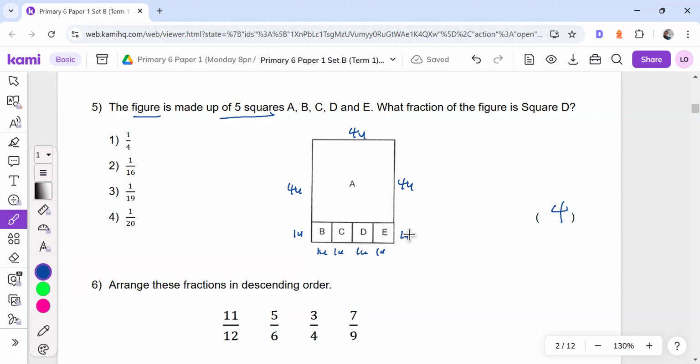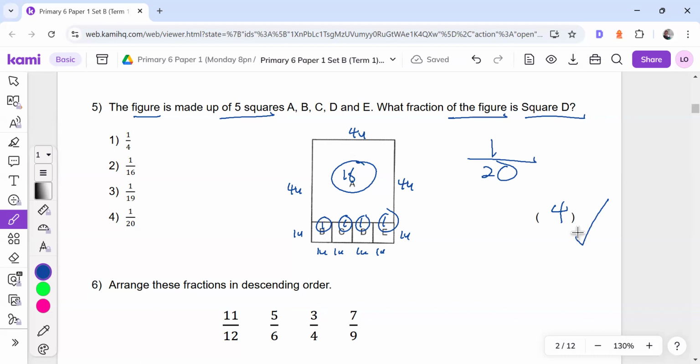Then can you find what fraction of the whole figure? So the whole figure has how many squares altogether? If you cut the big square into smaller squares, 4 times 4, you will have 16 smaller squares in the bigger square. And then you have 4 more small squares. Total 20. The whole figure has 20 squares. So what fraction of the whole figure is square D? Square D is only one small square. So 1 over 20. That's your answer number 4.